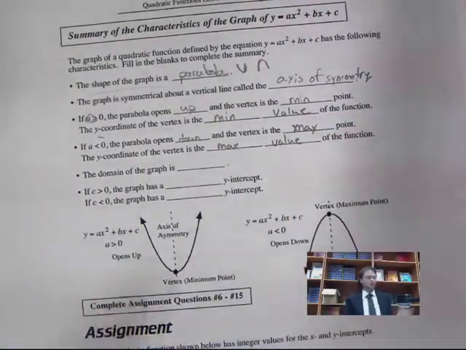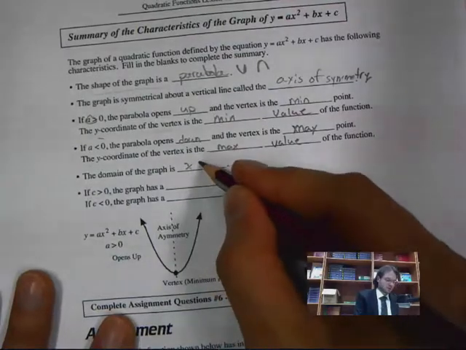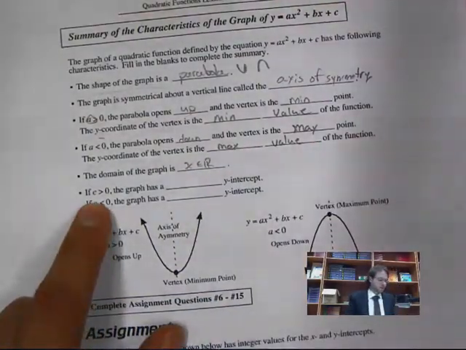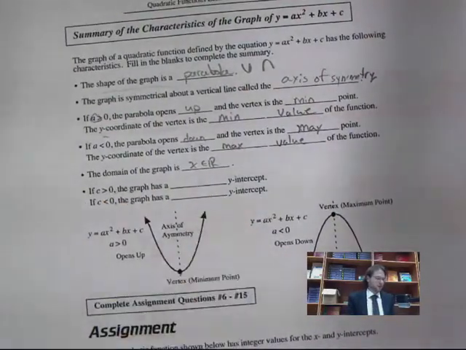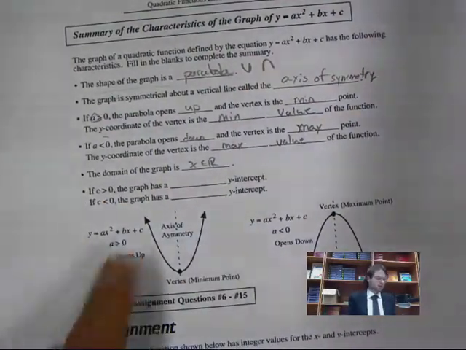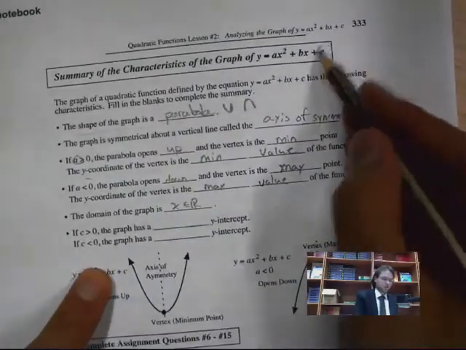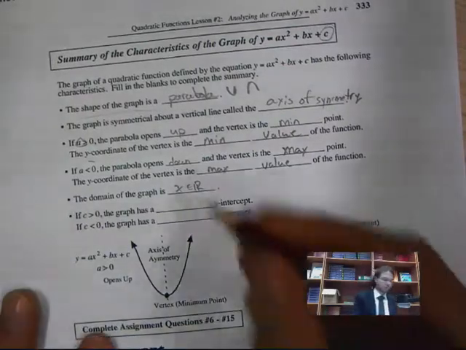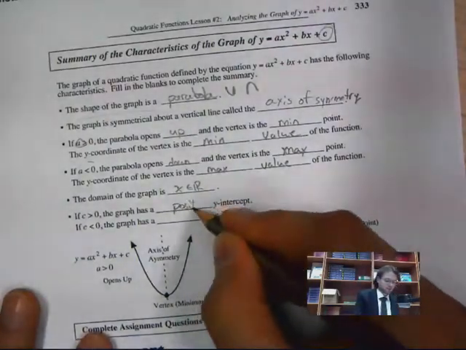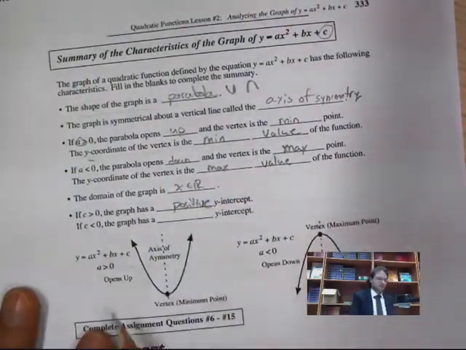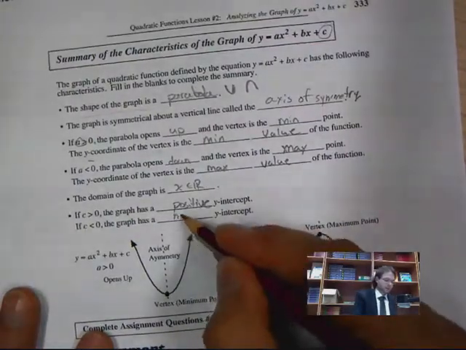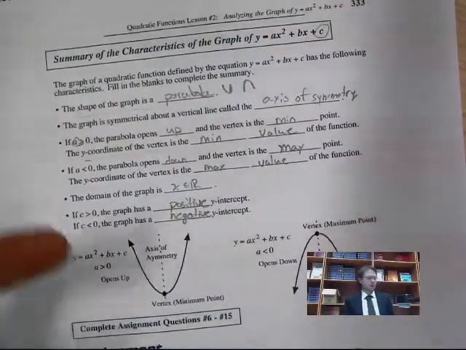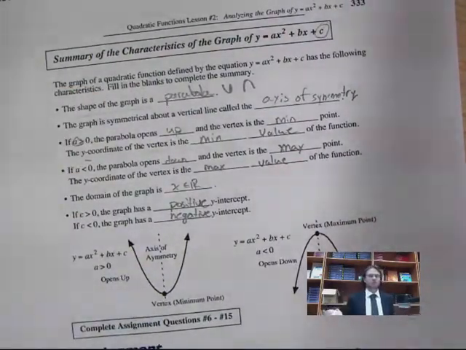Okay? Now, the domain of the graph is always x is an element of all real numbers. If c is greater than 0, the graph has a y-intercept that is positive. If c is less than 0, our y-intercept is negative. Because basically, our y-intercept is c.